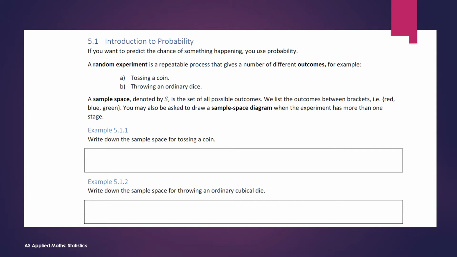So if I want to write down the sample space for tossing a coin, I have two possibilities: heads or tails. And I use the curly brackets to denote the end of the set. You can write it in full words if you want to. So you should be able to do 5.1.2 without me going through it. Sample space for throwing an ordinary die: we've got 1, 2, 3, 4, 5, 6. Moving on.